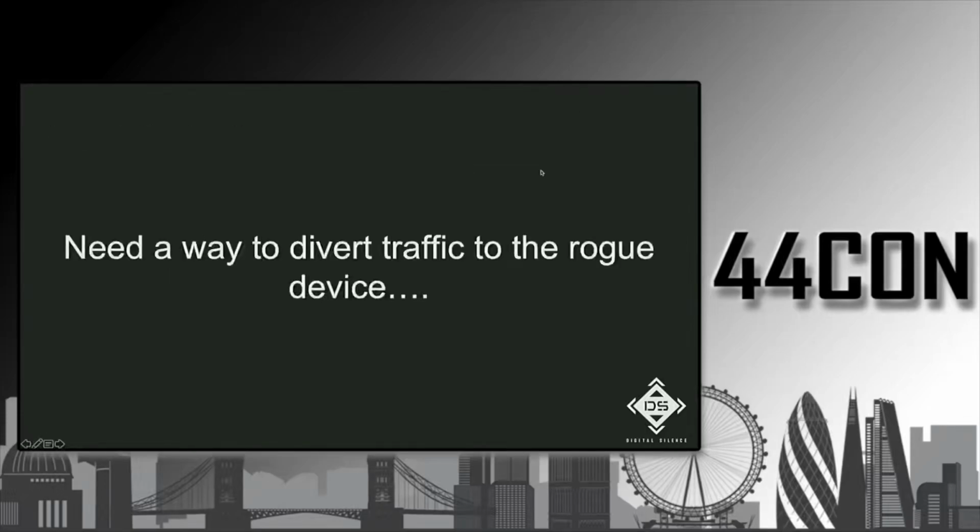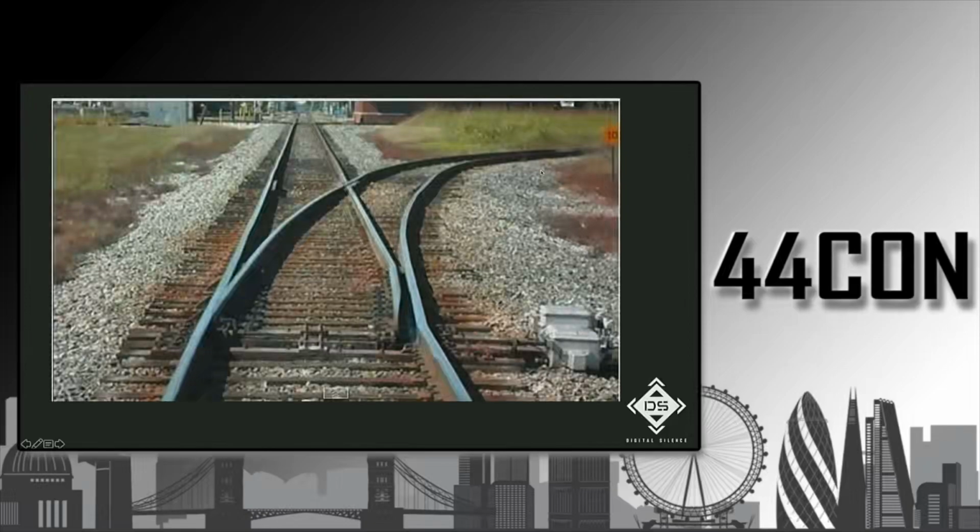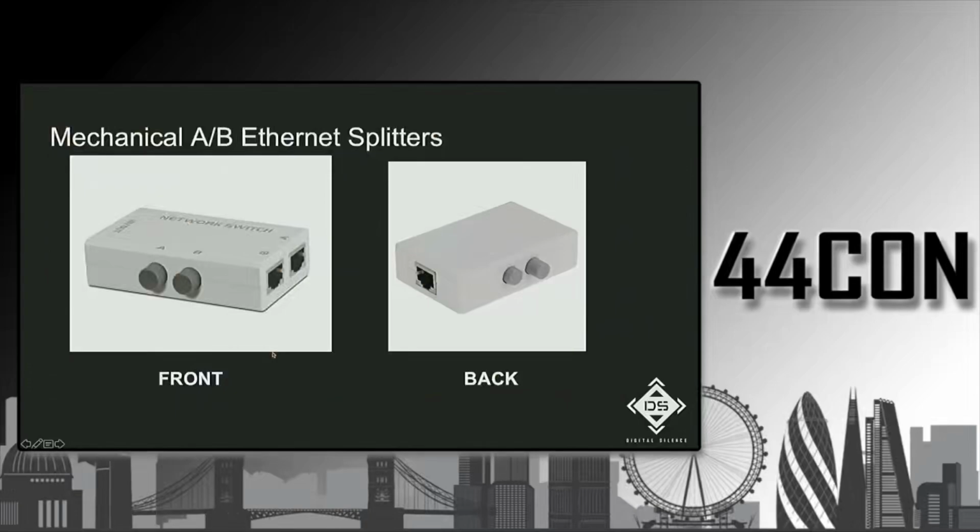But we need a way of diverting traffic to the rogue device. So if you look at these train tracks, I want you to imagine there's a switch here, and when the switch is in the A position, the train is going to go directly into this train station right here. And when it's in the B position, it's going to bypass the train station entirely. You can do the same style of thing with an Ethernet network. You can buy little mechanical AB Ethernet splitters off of Amazon for like $5 each. They're wonderful. You can take them apart and do things to them.